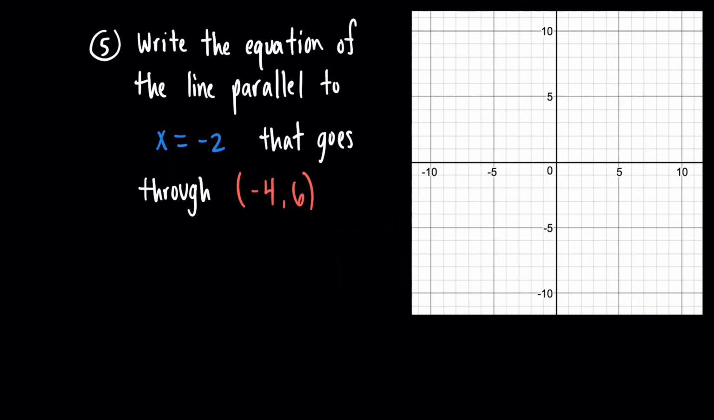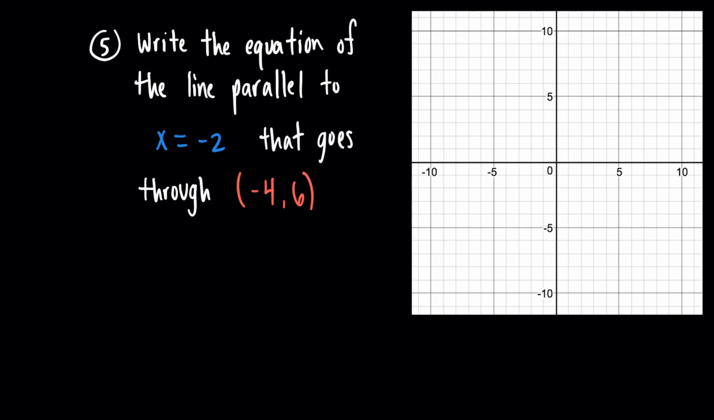Write the equation of the line parallel to x equals negative 2 that goes through the point negative 4, 6. So let's graph x equals negative 2. A lot of people are like, wait, is this horizontal or vertical? Does this go sideways or up and down? What I do is I just start putting down points where x is negative 2. So give me a point where x is negative 2.